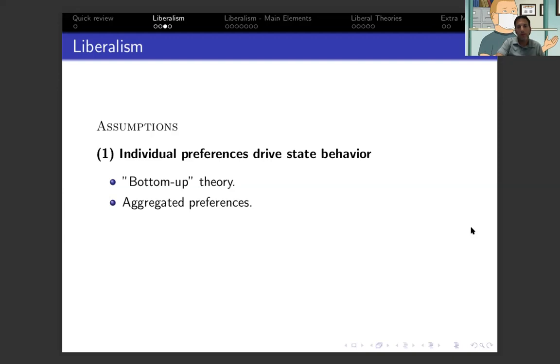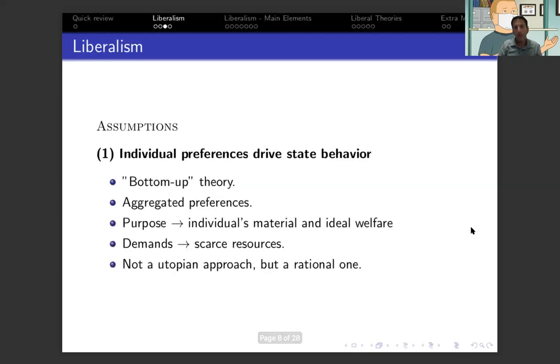Now, individuals pursue different preferences, and the purpose of those preferences is the material and ideal welfare of members of society. Those demands are a function of the fact that there are scarce resources within society. They compel individuals to behave in a self-interested and risk-averse manner. Again, all of this comes back to the idea of not presenting a utopian point of view about why individuals have certain demands, certain preferences. There are scarce resources, so we have to accept some bargaining or some constraints on our behavior.